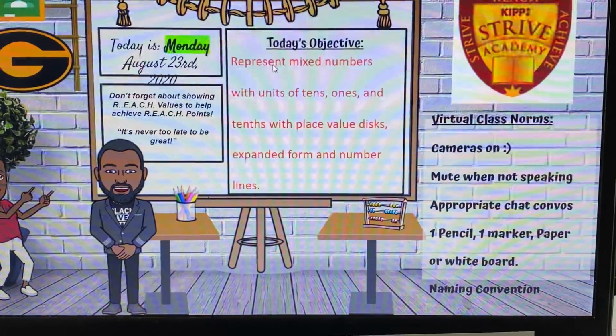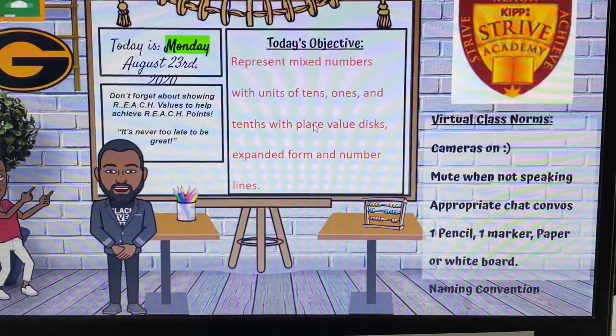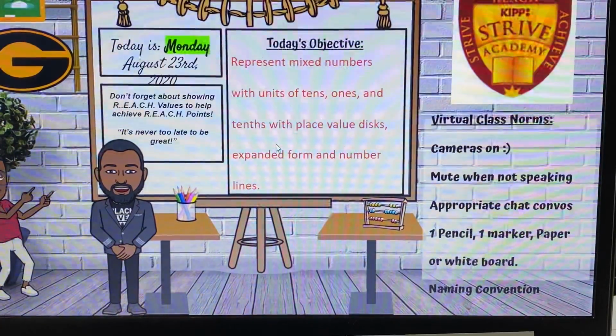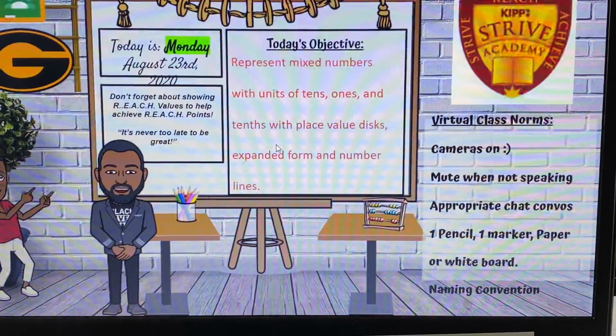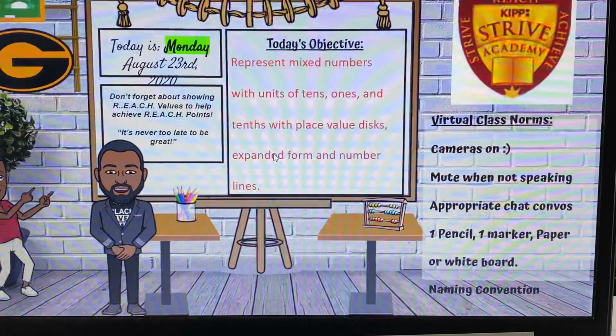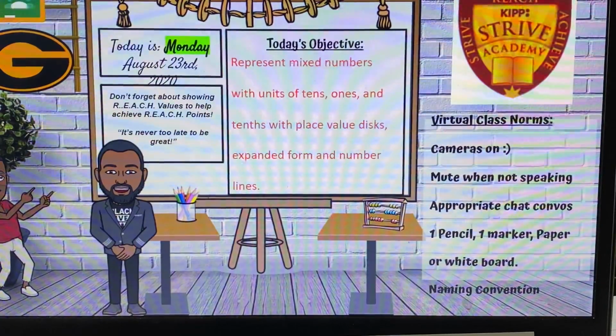Today's objective is to represent mixed numbers with units of tens, ones, and tenths with place value discs, expanded form, and number lines. Lucky for you, we've been working really hard on trying to represent our mixed numbers with place value discs and expanded form. So today I'm just going to review what that looks like, and then I'm going to add one more thing for us to learn, which is utilizing our number lines to do the same thing.